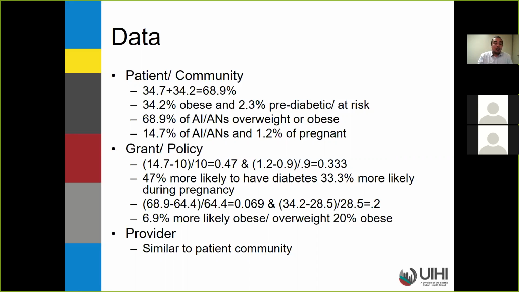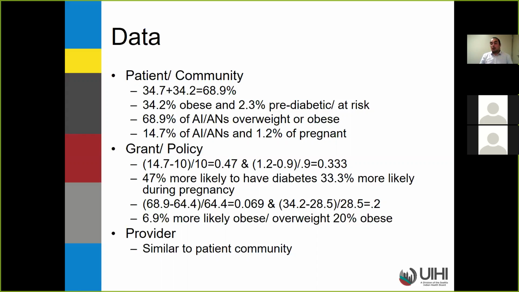Likewise, we're able to look at the overall percentage of the group that were either obese or overweight. For AIANs, this is 68.9 minus our reference group, the percentage of non-Hispanic whites who are overweight, divided by our reference group, which gives us 0.069. Likewise, we take the likelihood of being obese minus the likelihood of non-Hispanic whites being obese over our reference group, and that gives us 0.2. So from that, we're able to say that urban AIANs are 6.9% more likely to be obese or overweight, and additionally, AIANs are 20% more likely to be obese.